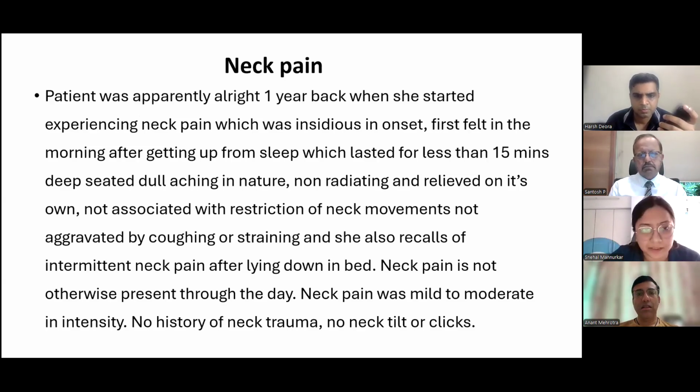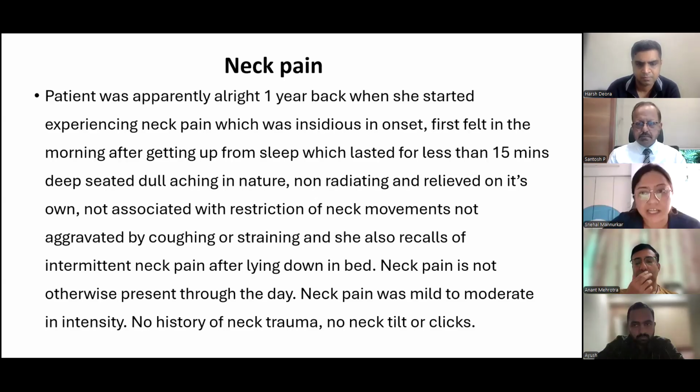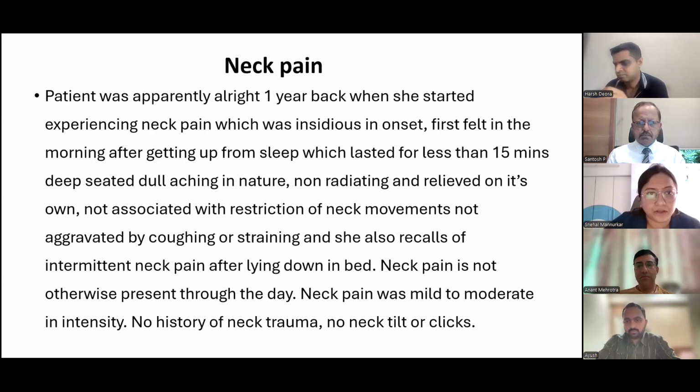Lasted for 15 seconds, precipitated by coughing or straining, and she also recalls pain after lying down, moderate in severity, and no history of neck trauma, neck tilt or clicks. Patient.